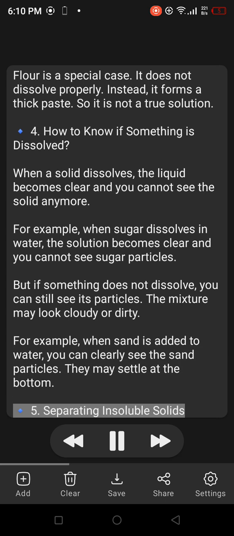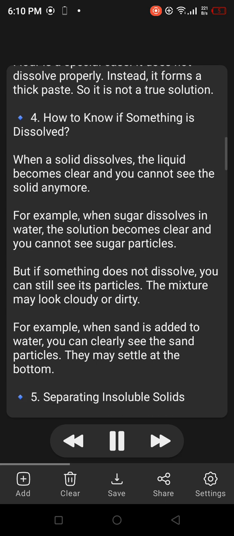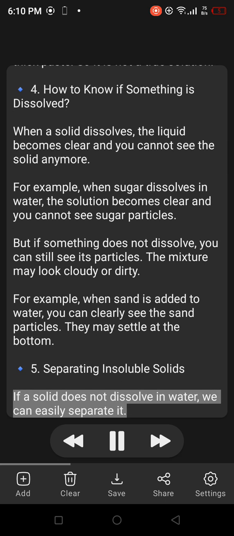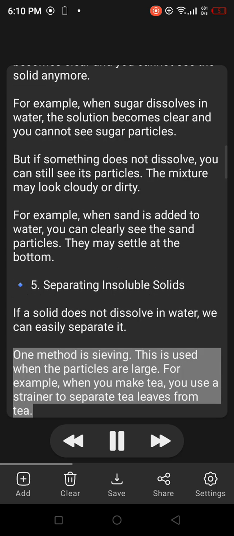5. Separating insoluble solids. If a solid does not dissolve in water, we can easily separate it. One method is sieving. This is used when the particles are large. For example, when you make tea, you use a strainer to separate tea leaves from tea.